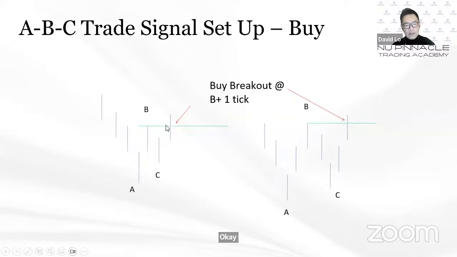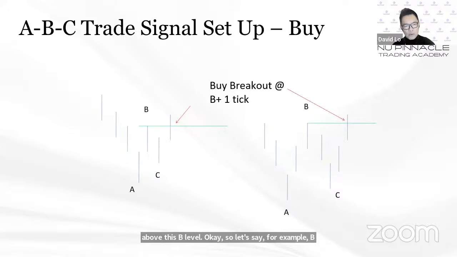And then it goes up and triggers and trades above B. And this is your buy trigger signal, okay? And so the action to take is you buy one tick above this B level. So let's say, for example, B is 1,200. Then when it triggers 1201, you will enter an order to buy the market. That's your signal to go long. That's your signal to go buy.